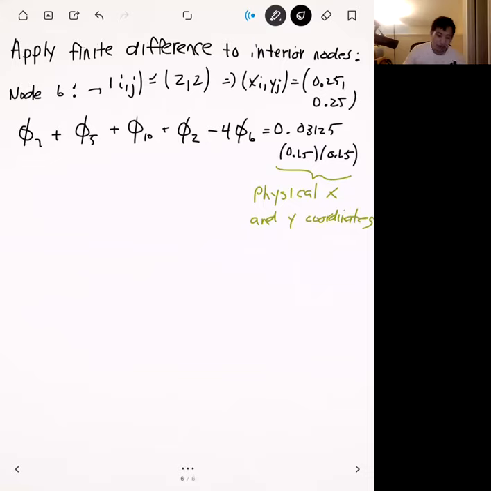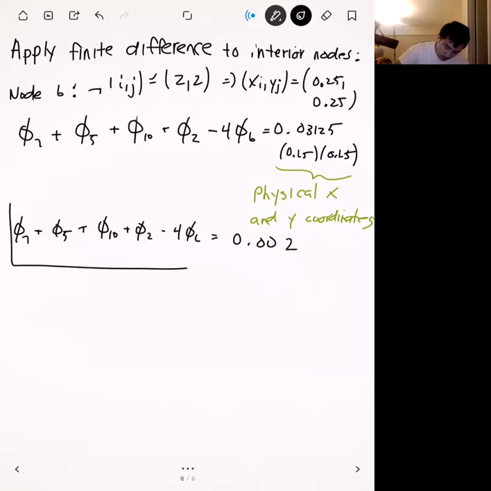And so we can finally write the last of the equation. We have phi7 plus phi5 plus phi10 plus phi2 minus 4 phi6 is equal to 0.03125 times 0.25 squared. Let me go compute that. And what we have is about 0.002. And so that's our first algebraic equation for this problem, and that's for interior node number 6.